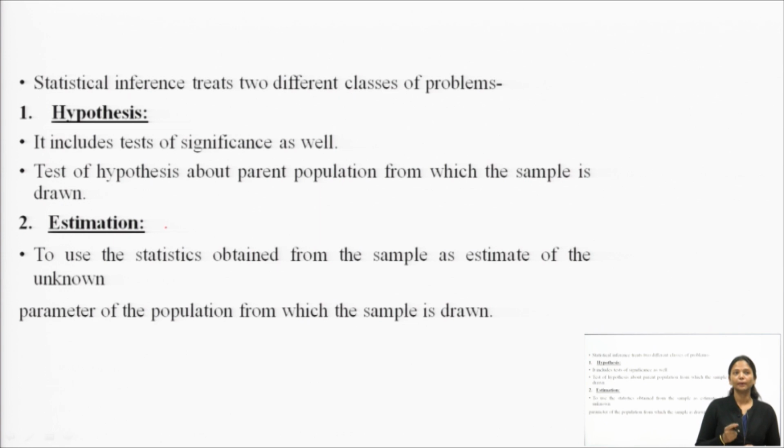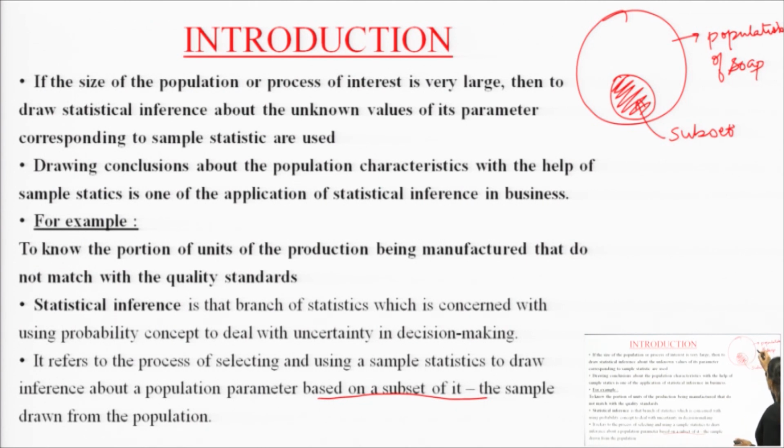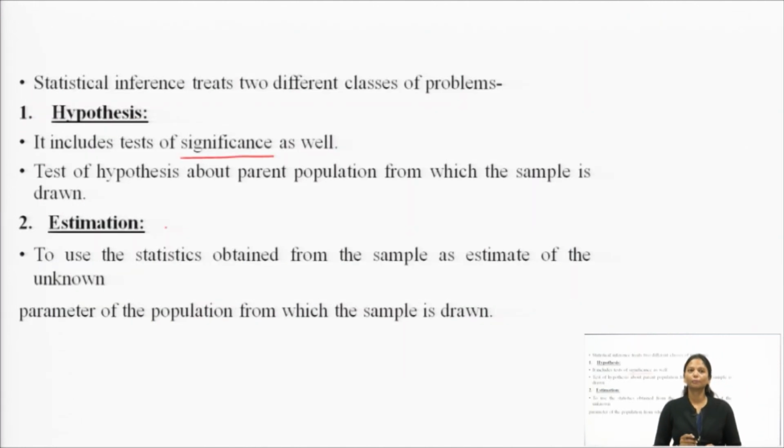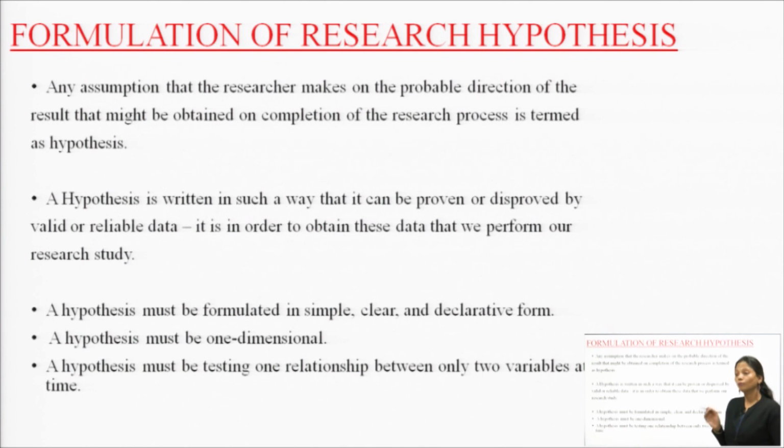But what is a hypothesis? Hypothesis includes the significance of why we are studying it, and it tests the hypothesis about the parent population. This population is also called the parent population. So, in hypothesis we are also studying the parent population from which the sample, that means the subset, has been drawn. Estimation is used for the statistics obtained from the sample as estimates of the unknown parameters of the population from which the sample is drawn. There are different techniques to study hypothesis as well as estimation.